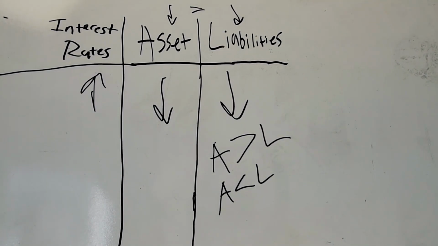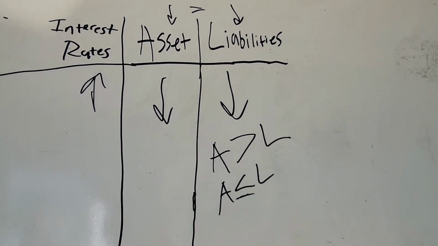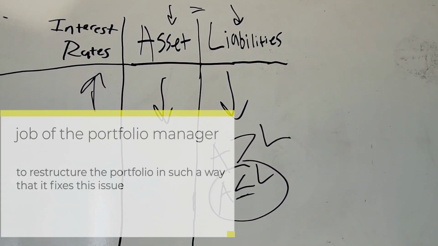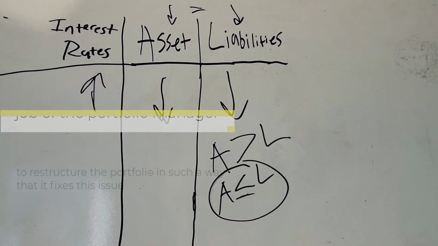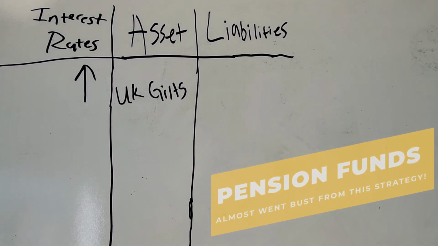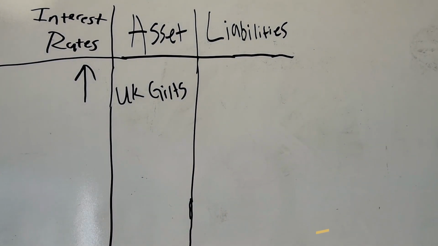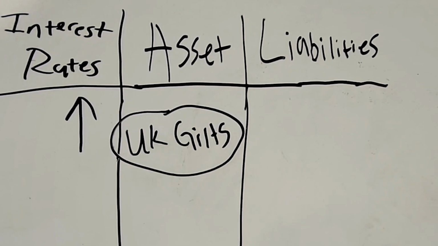Now, if this happens, if let's say the assets are less than the liabilities, then it's the job of the portfolio manager to restructure the portfolio in such a way that fixes this issue. Now, let's relate this to today's problem. Pension funds almost went bust from this strategy because a lot of them had assets in these UK gilts, which are basically long dated bonds. That's what UK gilts are.